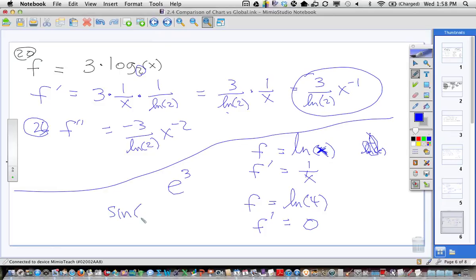What's the derivative of sine of pi? Now we're getting it. 0, because sine of pi is just a number. And the derivative of a number is 0. It's not cosine of pi, right? So understand the difference. The derivative of a function versus a number, a constant: for a constant, the derivative is always just 0.